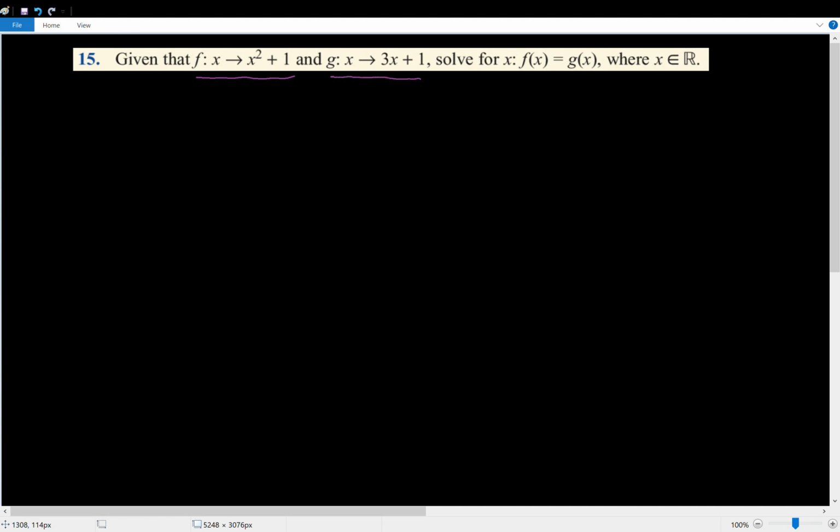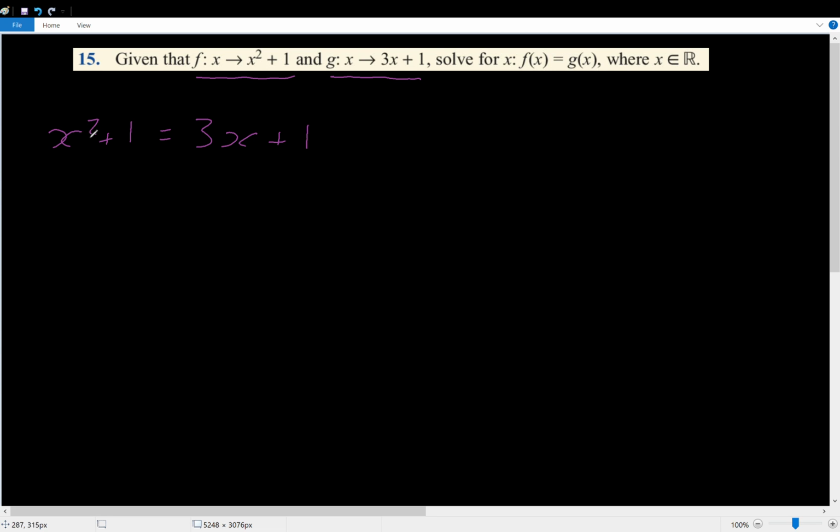In order to solve our equation f of x equals g of x, we're going to rewrite the equation, and in place of f of x we're going to write the function f, and in place of g of x we're going to write the function g. So if we write that out, we get x squared plus 1 equals 3x plus 1. And then we're going to solve this equation.